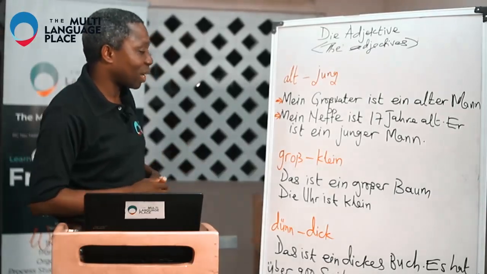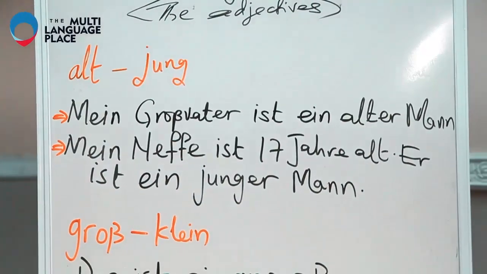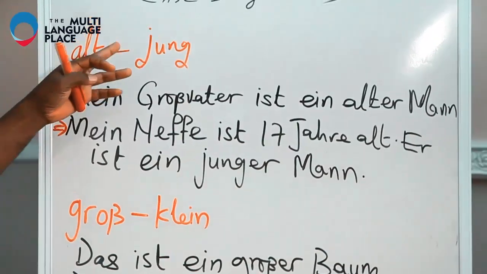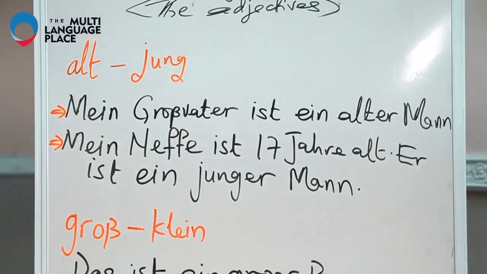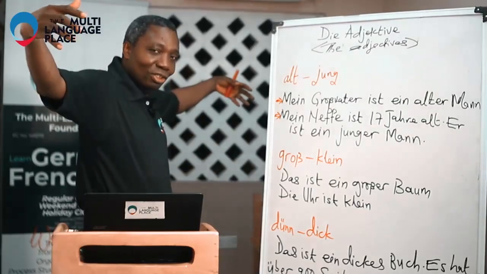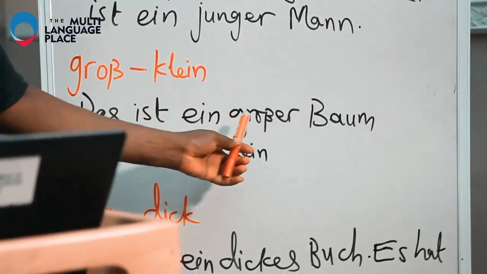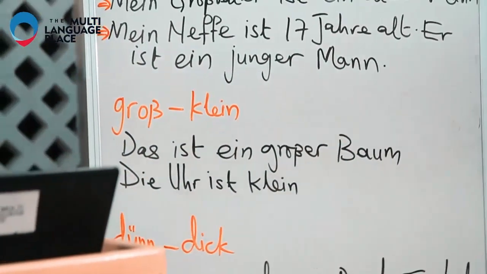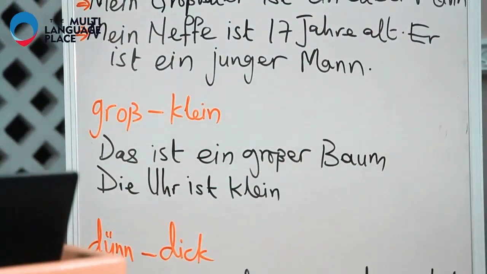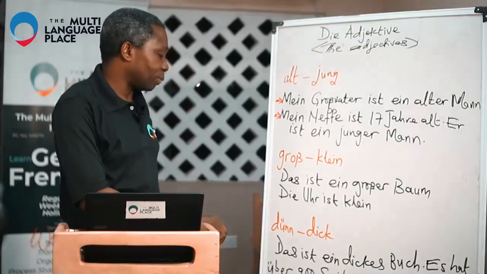So I go to the next one. So the first pair, alt, jung. You know the meaning by now. Old, young. The next one, groß, klein. Das ist ein großer Baum. That's a big tree. Das ist ein großer Baum.